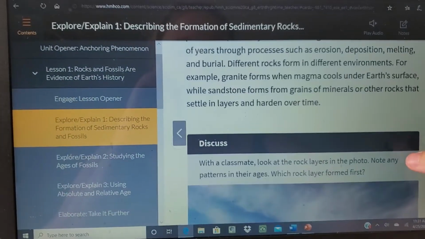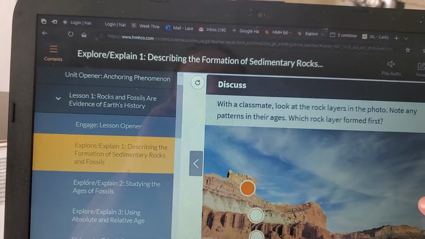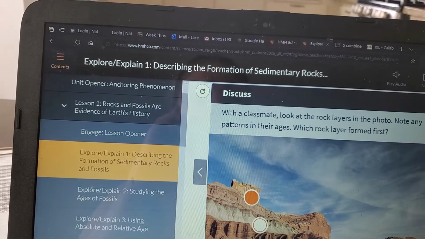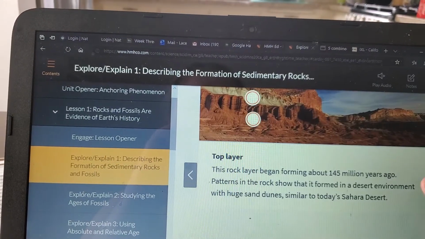So we're going to go down. And this is for you guys to discuss. Look at the rock layers in the photo. Note any patterns in their change. Which rock layer formed first? So which rock layer do you guys think formed first?